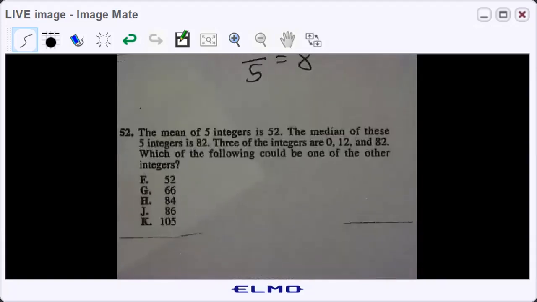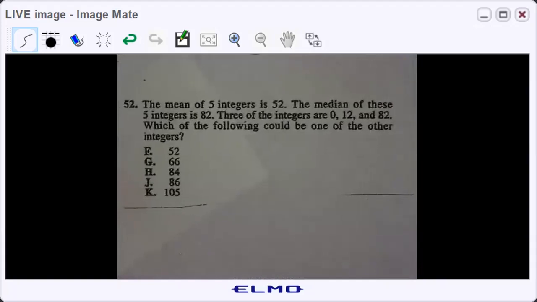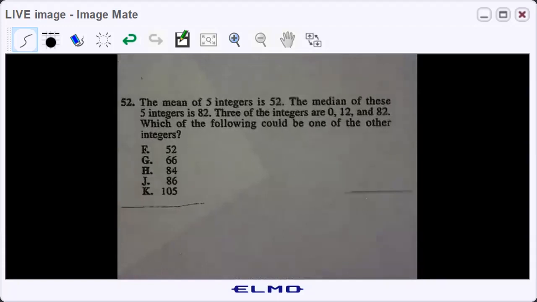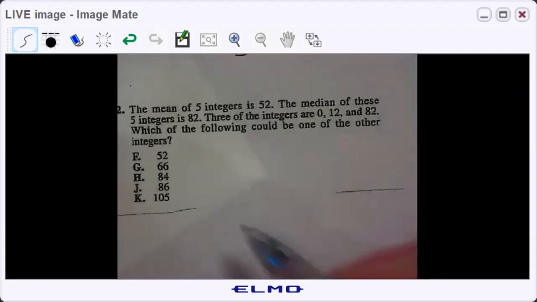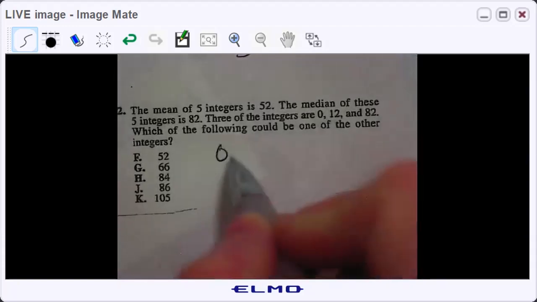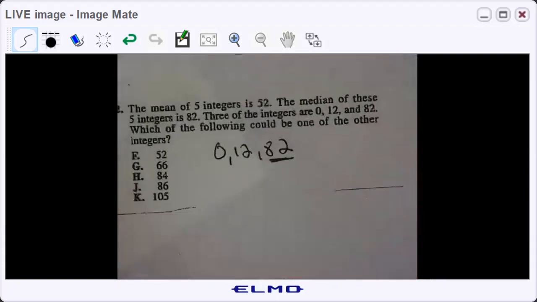Okay, so the next one's got a little bit more to it. They're telling you something about mean. We have 5 integers and their mean, or average, is 52, but they're also talking about median. Now, median is the middle if you have the numbers ordered from least to greatest. They told us 3 of the numbers, 0, 12, 82, and then 82 is going to be the middle.